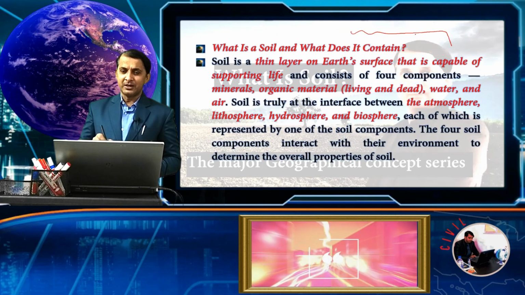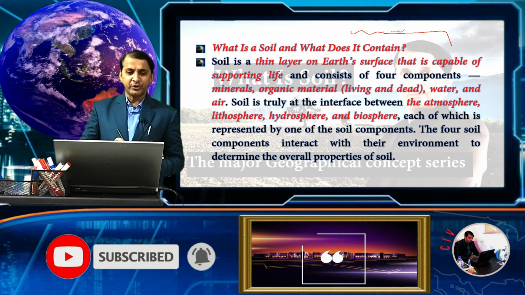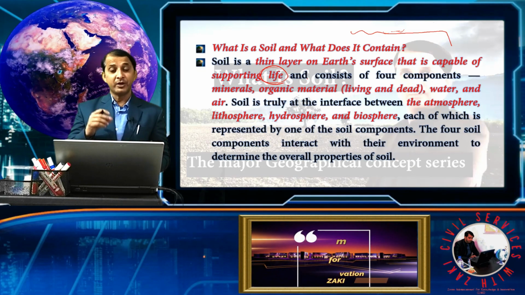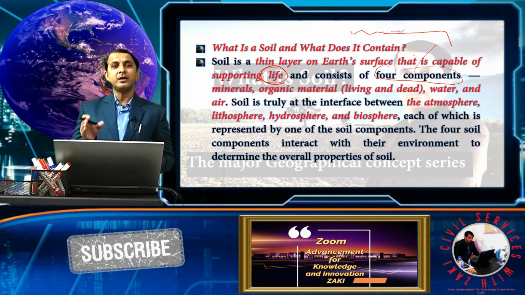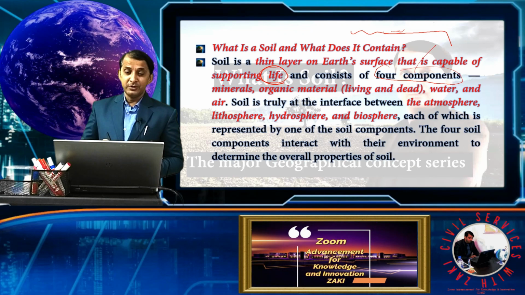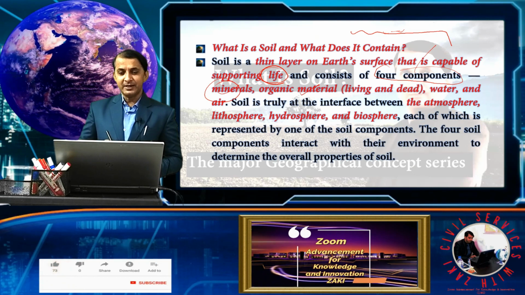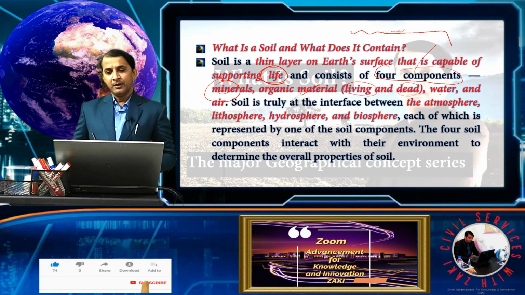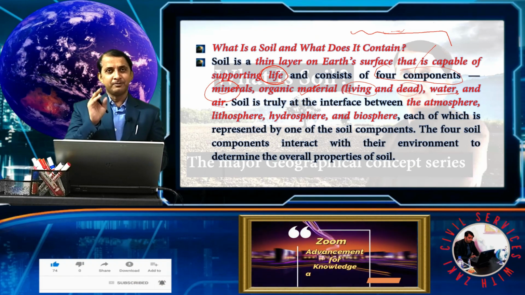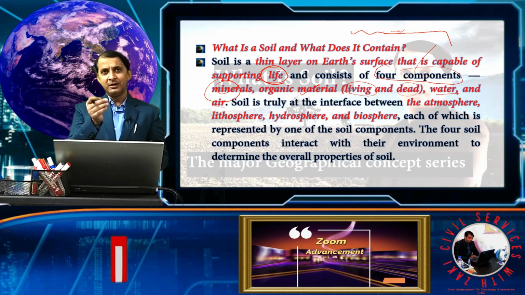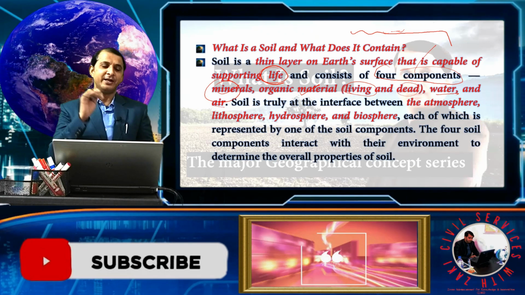As we see, this is our earth surface, a very thin layer present on the earth surface, capable of supporting life. So it is basically supporting life. Soil consists of basically 4 components. It means minerals from the parent rocks, organic materials, living and dead both, water and air. So 4 major parts of the soil: parent materials, organic materials, and pore space, meaning water and air.